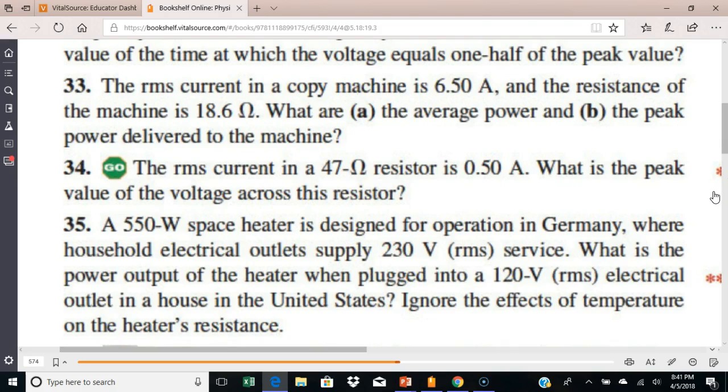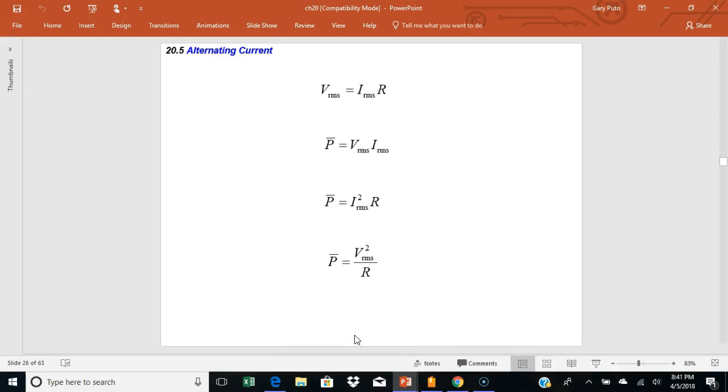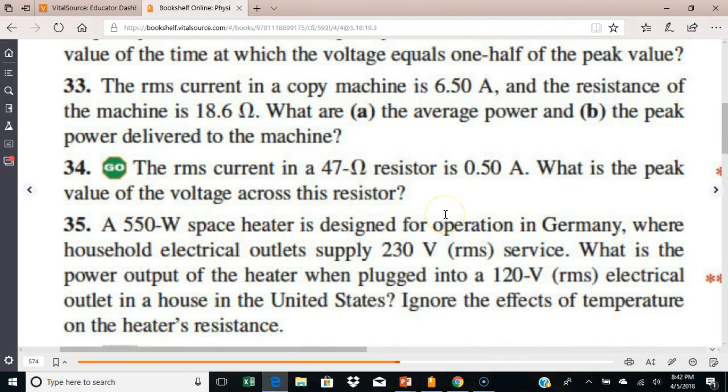Okay, average power in alternating current is basically the average current squared times the resistance, because we know what the current is, we know what the resistance is here. So basically 6.5 amps squared times 18.6 ohms gives us the average power of the copy machine: 786 watts.